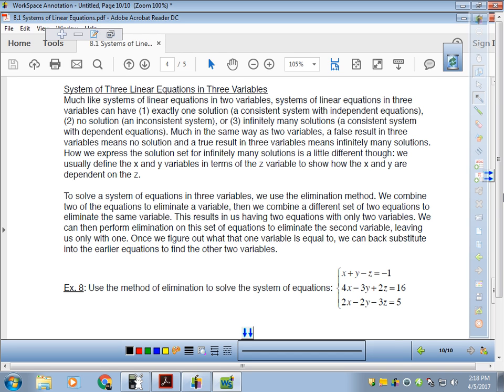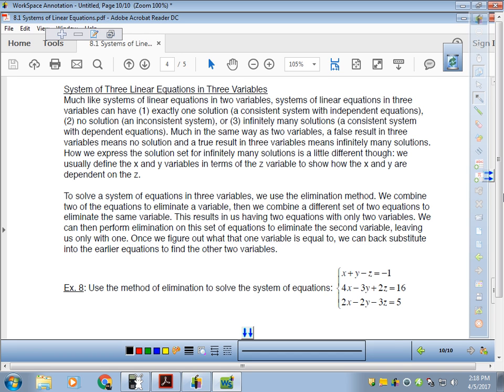Now when you do those 2 eliminations, that will eliminate one of your variables. That will get rid of your x. And so what you'd be left with is just 2 variables, y and z. So then you get to do an elimination process a third time to eliminate one of those variables, to either get rid of the y or get rid of the z.